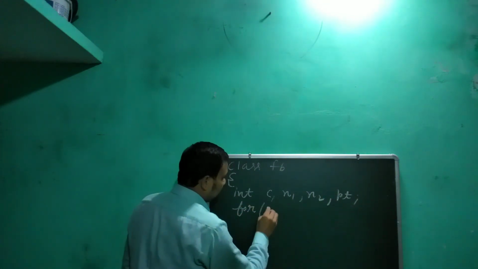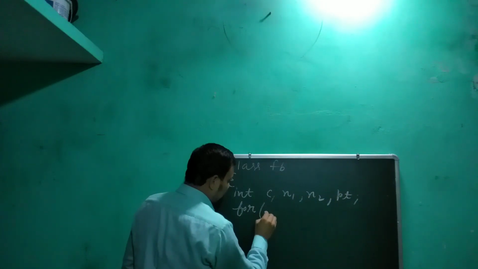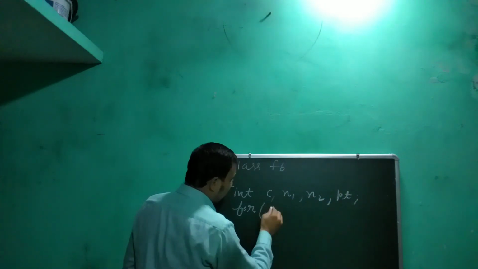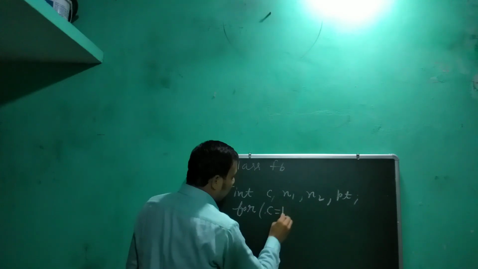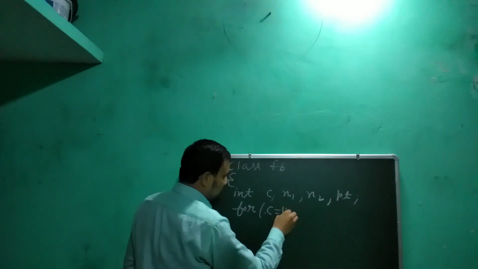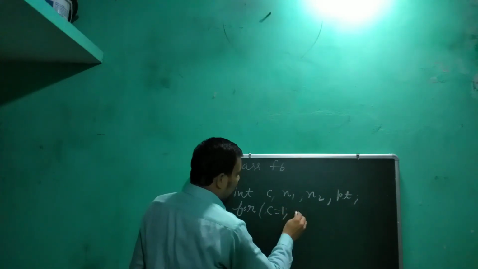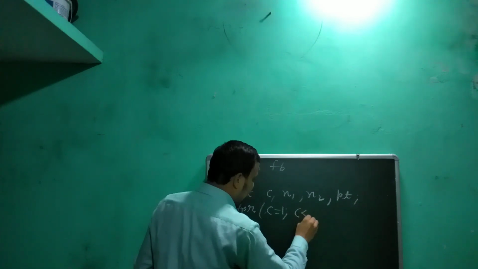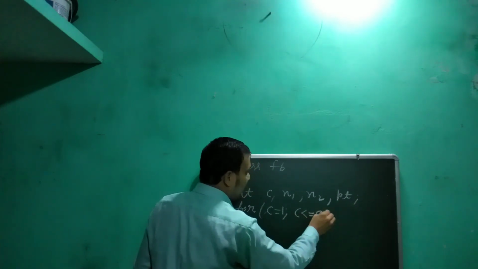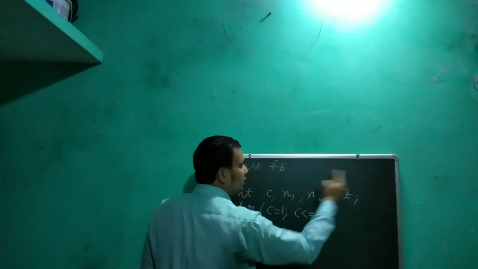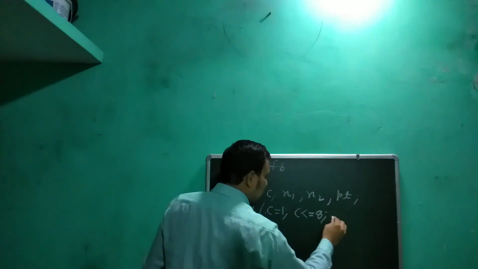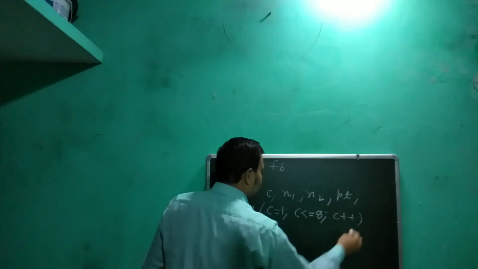For, C is already taken by us. C is equal to 1, and C should be less than or equal to 8. Why am I writing 8? Because I want to print only 8 terms. So we can do C++ here.